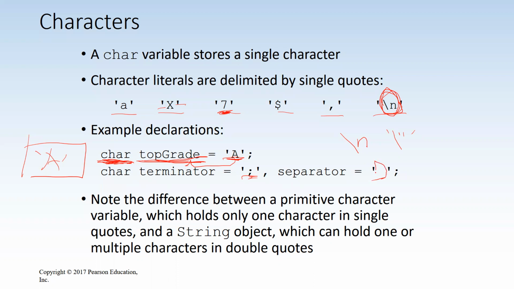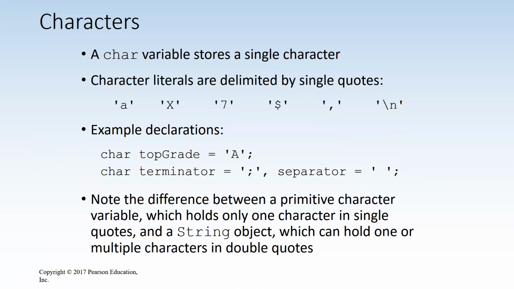What is this, everybody? Space? Here, what is that? Just representing space. Yes, that is a space. Note the difference between a primitive character variable, which holds only one character in single quotes, and a string object, which can hold one or more characters in double quotes.